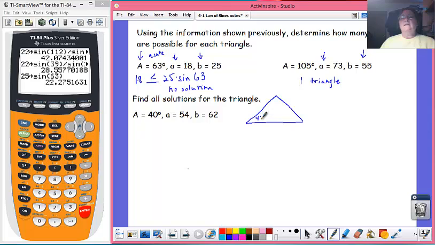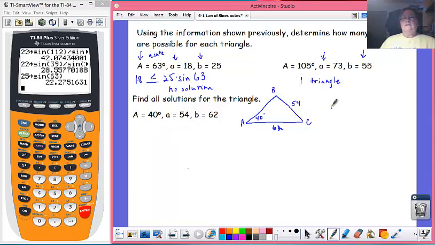The angle that they give me, A, is 40 degrees. Across from it we have 54, and B, I don't know which angle we want to call B. I guess it doesn't really matter. The side across from it is 62. That makes this angle C. And okay, now we're ready to go.